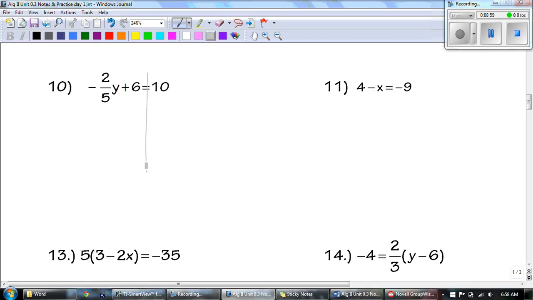Okay, number 10. Don't freak out because there's a fraction right there, okay? Get rid of the addition or subtraction first. 10 minus 6 is 4, okay? And then we multiply by the reciprocal.